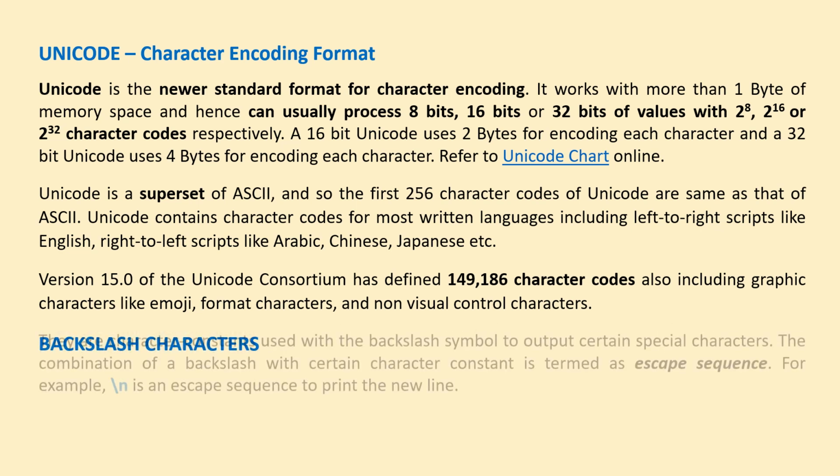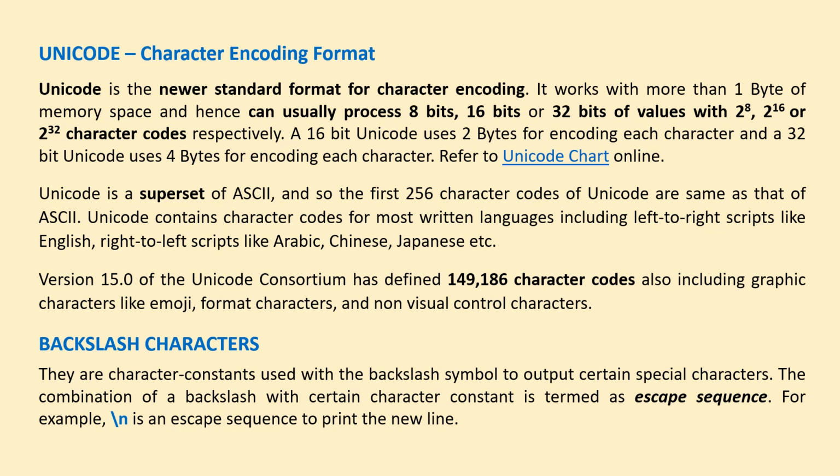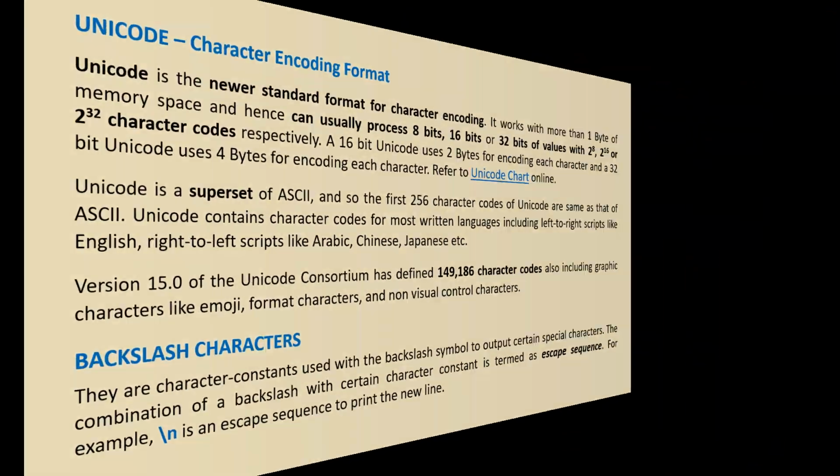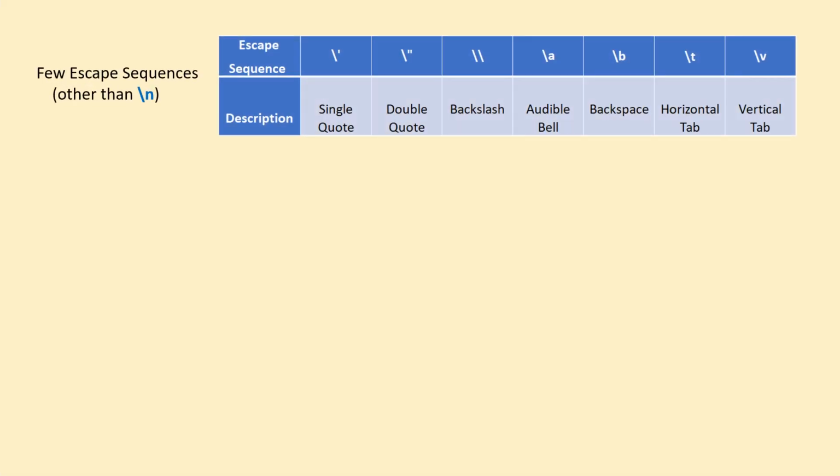The backslash characters. They are character constants, used with the backslash symbol, to output certain special characters. The combination of a backslash with certain character constant is termed as the escape sequence. For example, \n is an escape sequence to print the new line. Few escape sequences, other than the \n. The backslash single quote is used to print the single quote. Similarly, we have escape sequences for double quote, backslash, etc.